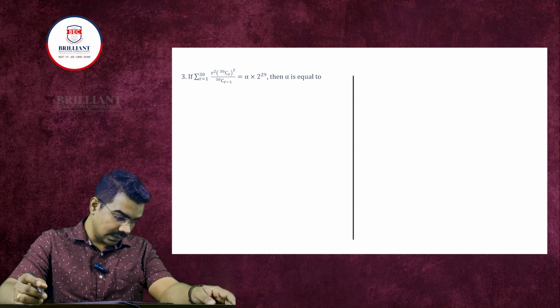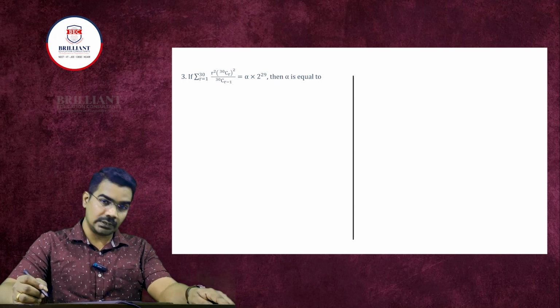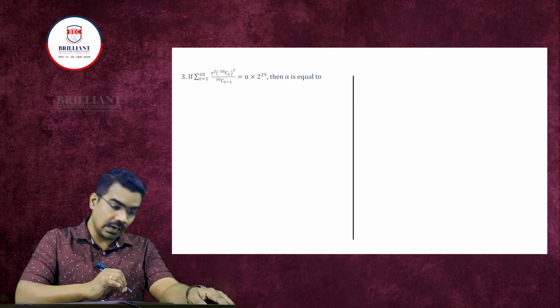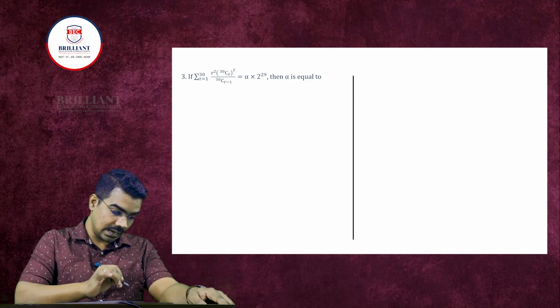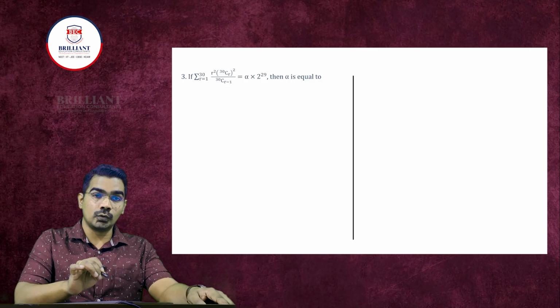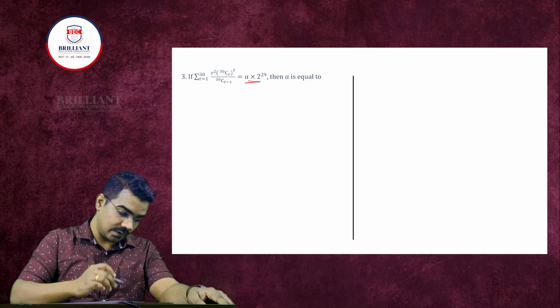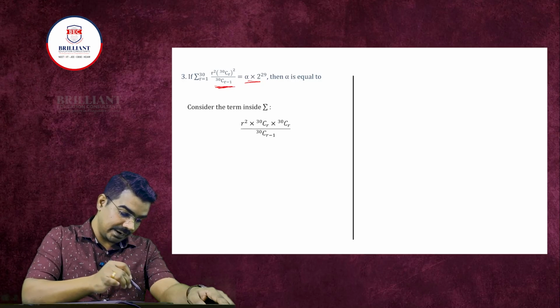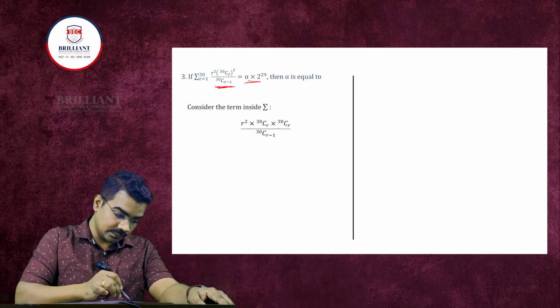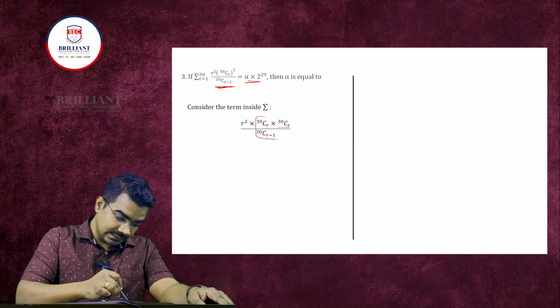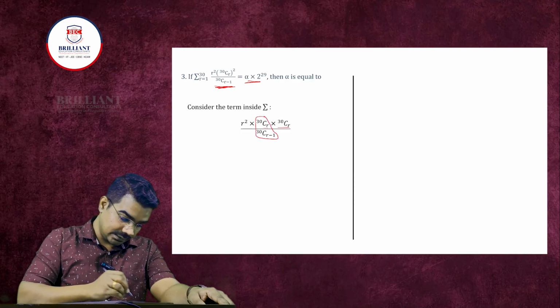The next question is, if sigma r is equal to 0 to 30, r square (30Cr) the whole square by 30C(r minus 1) is equal to alpha into 2 to the power 29, then we have to find out the value of alpha. Taking the term in the summation, I am going to rearrange it. So 30Cr square, here I have split into 30Cr into 30Cr. So now 30Cr by 30C(r minus 1). This will be (30 minus r plus 1) by r.